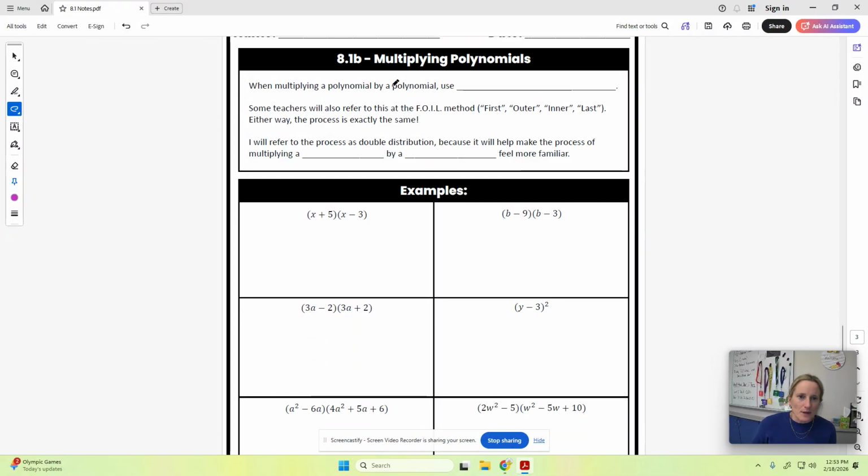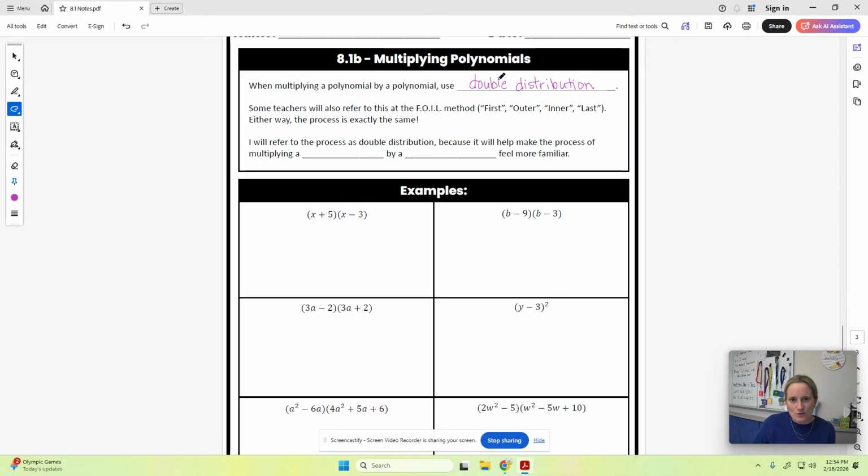So when multiplying a polynomial by a polynomial, we're going to use what is called double distribution. So we are still distributing, but we have to distribute more than one thing. If you ask your parents for help, and some teachers still teach this the same way, when your parents were in school, a lot of them probably learned what's called the FOIL method.